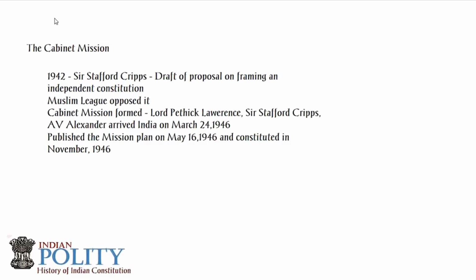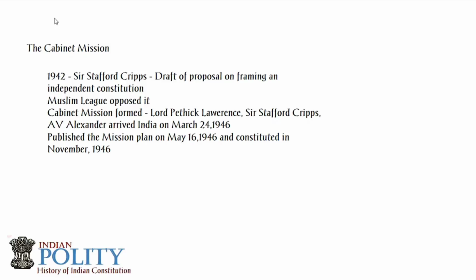In 1942, the British government sent Sir Stafford Cripps, a member of the cabinet, and he came to India with a draft proposal on framing an independent constitution to be adopted after World War II. The Cripps proposals were rejected by the Muslim League, which wanted India to be divided and to form two separate constituent assemblies.